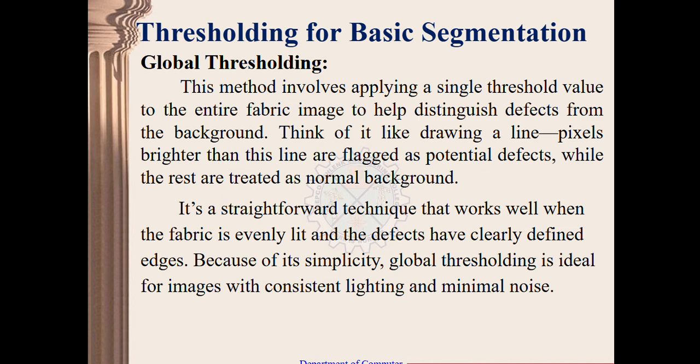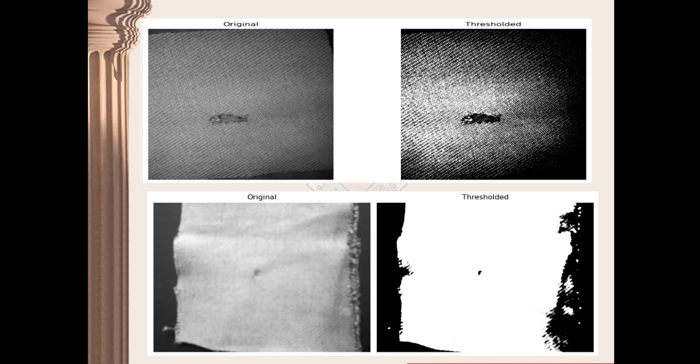Global thresholding is ideal for images with consistent lighting and minimal noise. This is the output that we have got. You can see in the defect areas the black is highlighted, so that we can mark it up as the defected area.